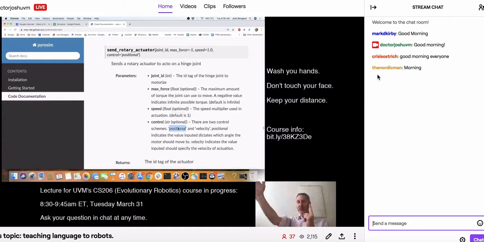So you can think of the number that's arriving at a motor neuron as a number described in radians, right? An angle. You can also control a robot using velocity control, where if you set control equal to velocity for an actuator, when that actuator receives a number from a motor neuron, it interprets that number not as a desired angle, but as a desired angular velocity, which is a number described as radians per second.